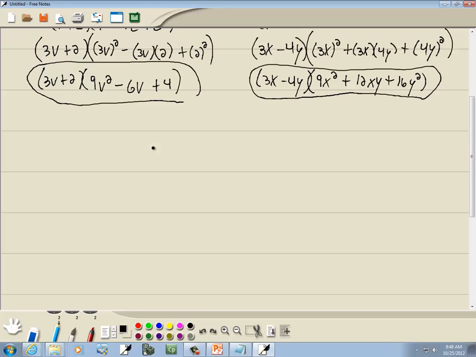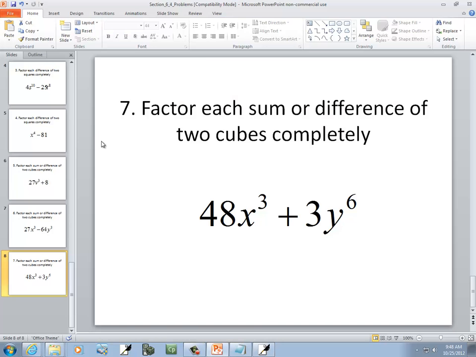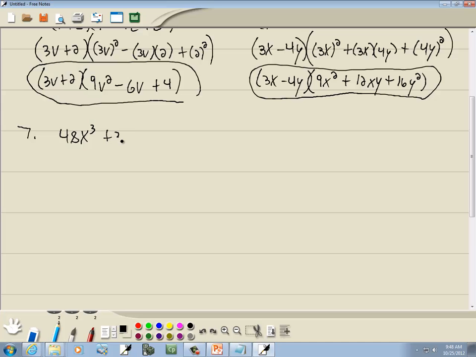Let's look at our last problem. 48x to the third plus 3y to the sixth. Well, I skipped down to the very bottom. Sum of two cubes. Two terms with a plus between them. But nothing times itself three times will give you 3. Nothing times itself three times will give you 48. So it must mean it's prime, means you can't factor.